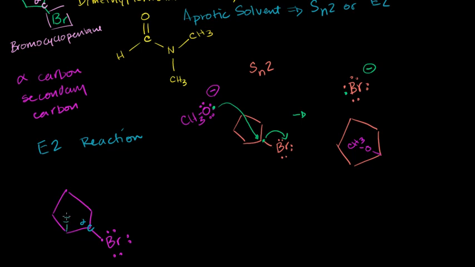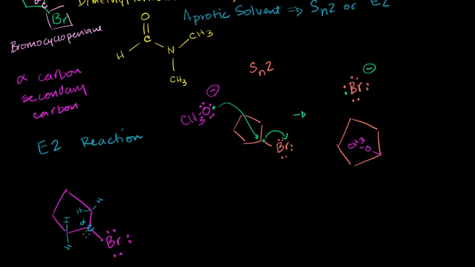OK, so they each have 2 hydrogens on them. Now, in an E2 reaction, the strong base, the methoxide ion, was acting as a strong nucleophile in SN2. In E2, it's going to act as a strong base. It's going to nab a hydrogen off of one of the beta carbons.